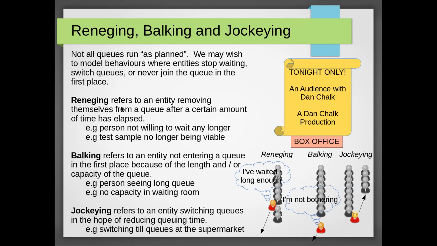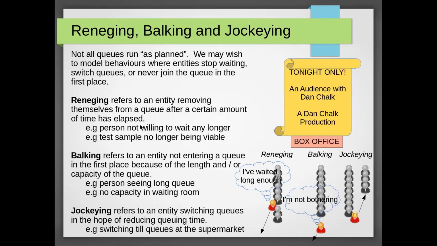Reneging refers to an entity removing themselves from a queue after a certain amount of time has elapsed. In other words, they're not prepared to wait any longer, so they remove themselves from the queue. You might have somebody standing in the queue for the supermarket who is not going to wait any longer, or it might be that you've got a test sample as your entity and it's no longer viable, and so it has to effectively be removed from that queue. Wherever you've got an aspect where time plays into whether they can still continue to queue, we've got this concept of reneging.